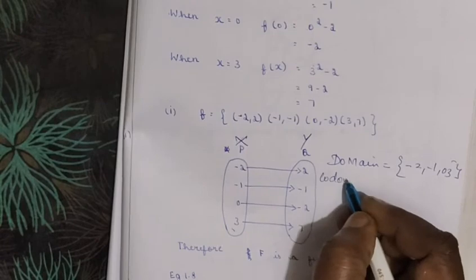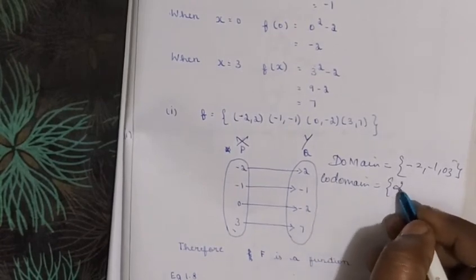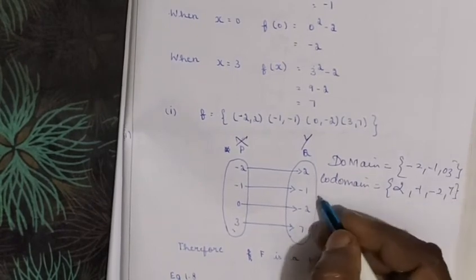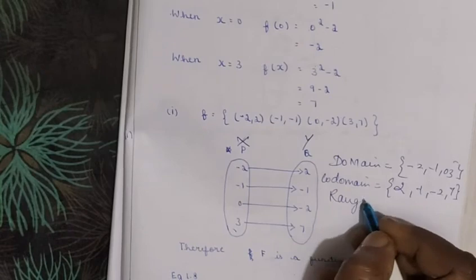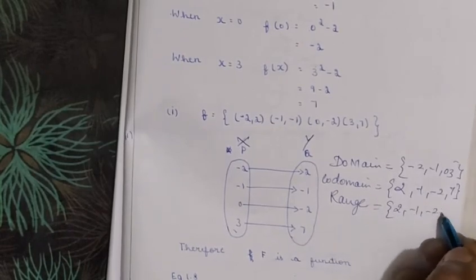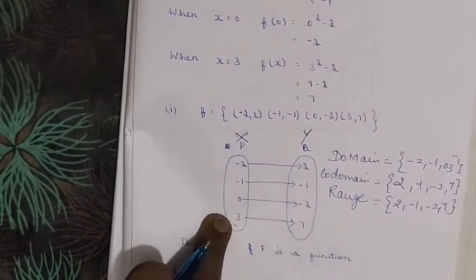Codomain is the second set: 2, minus 1, minus 2, 7. Here, range and codomain are the same: 2, minus 1, minus 2, 7. Because all these images have pre-image.